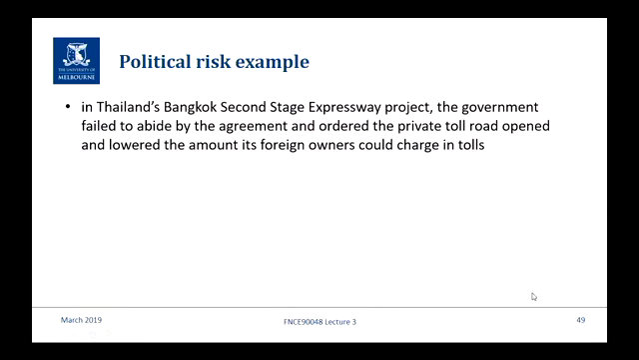So a political risk example: the Bangkok second stage expressway project, which sounds to me like a toll road. Indeed, it was a toll road. The government failed to abide by the agreement with the sponsors. When the toll road was finished and had met completion, they said, open it, but you can't charge the tolls you want. The sponsor said, hang on, up front we agreed we could charge 100 baht per car. And the government said, that's not popular, you can only charge 70. The sponsor said, no, we're not going to open it. And the government said, yes, you are.